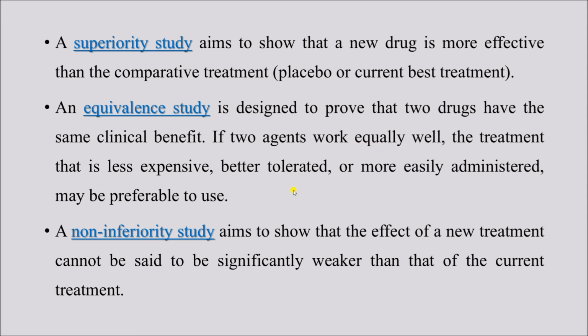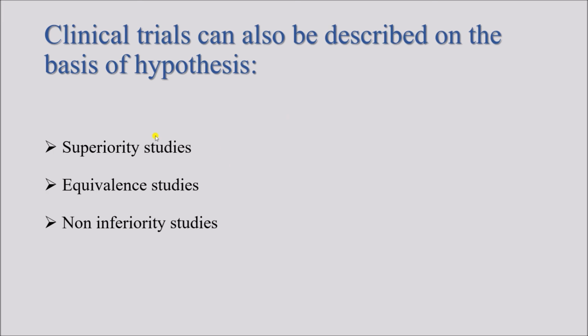So equivalence study. Non-inferiority trials try to find out whether the effect of the new treatment is not significantly weaker than the existing treatment. So this new drug is not very weak as compared to the existing drug. So these are the three different types of trials based on the hypothesis.